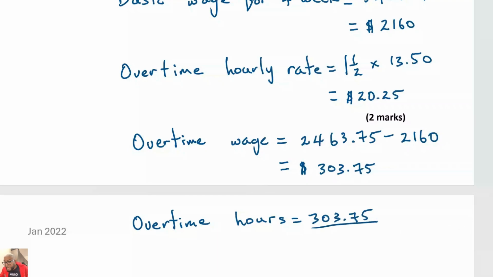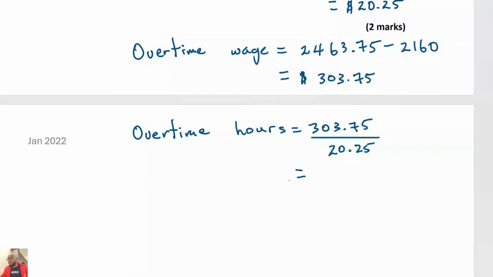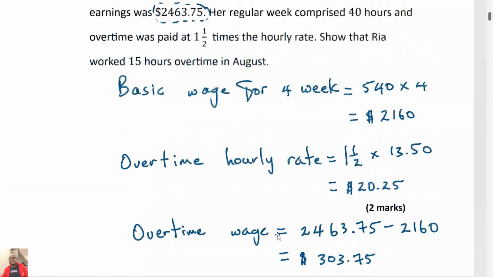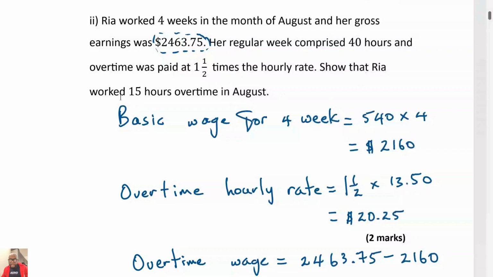303.75 divided by the 20.25. And what am I getting here? How many hours overtime did I do? 15 hours. And now what's the extra thing to show? A box to indicate that it was shown. Right, show that Ria worked 15 hours overtime.